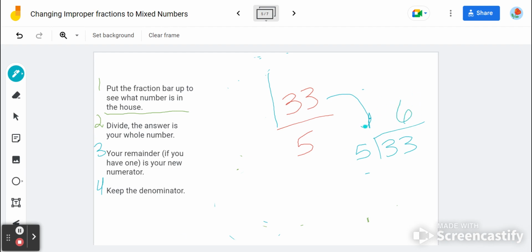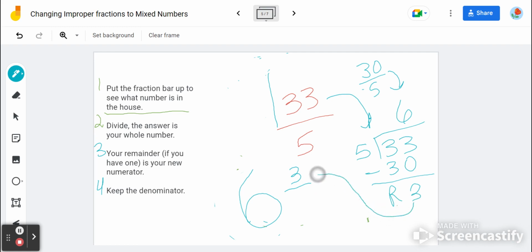Your answer or quotient is your whole number. You write that big. 6 times 5 is 30. Subtract. And it didn't go in perfectly, so we have 3 extra. Because 30 divided by 5 is 6, but here I have 3 extra, 3 remaining. Your remainder becomes your new numerator, and you keep your denominator.